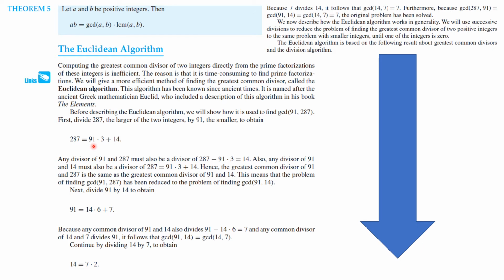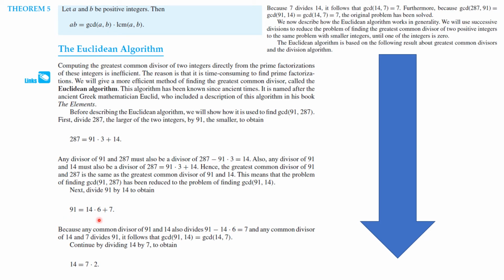So you see what we're going to do is we're going to do this again, but now we're going to take the quotient and this remainder, and we're going to divide the remainder into the quotient. So we're taking 14 into 91. So that means 91 is equal to, the quotient is 6 this time, with 7 left over. So I take the remainder and I divide it into the quotient.